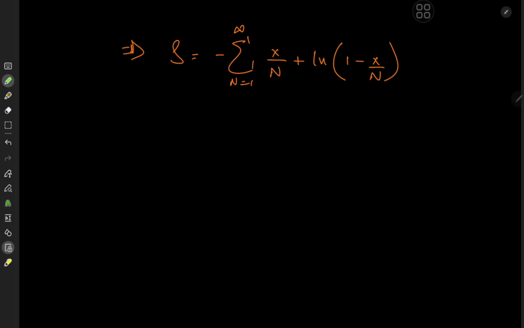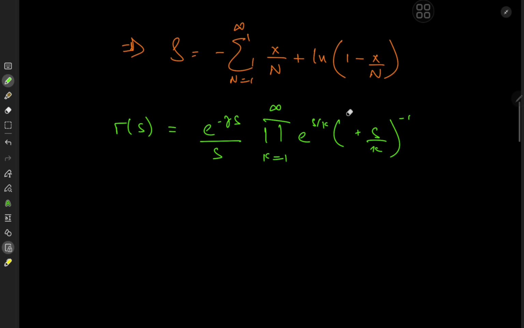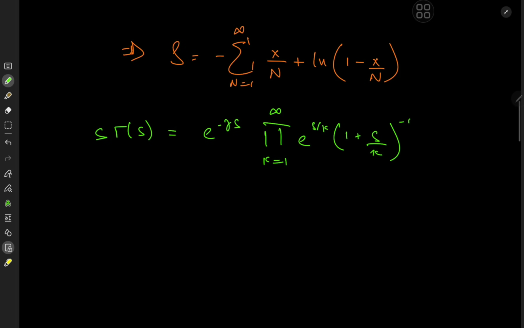Okay, so it turns out there's this really cool infinite series, rather infinite product form for the gamma function called the Weierstrass representation. So this thing is gamma(s) equal to e^(-gamma s)/s times the infinite product of e^(s/k) times (1 + s/k)^(-1). Which is interesting, because if you multiply both sides by s, then you have s times gamma(s), and s times gamma(s) is just gamma(1 + s).